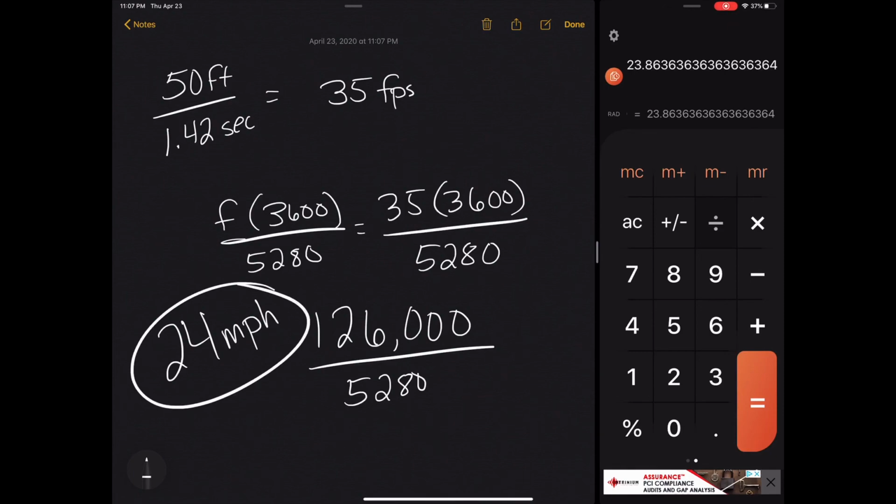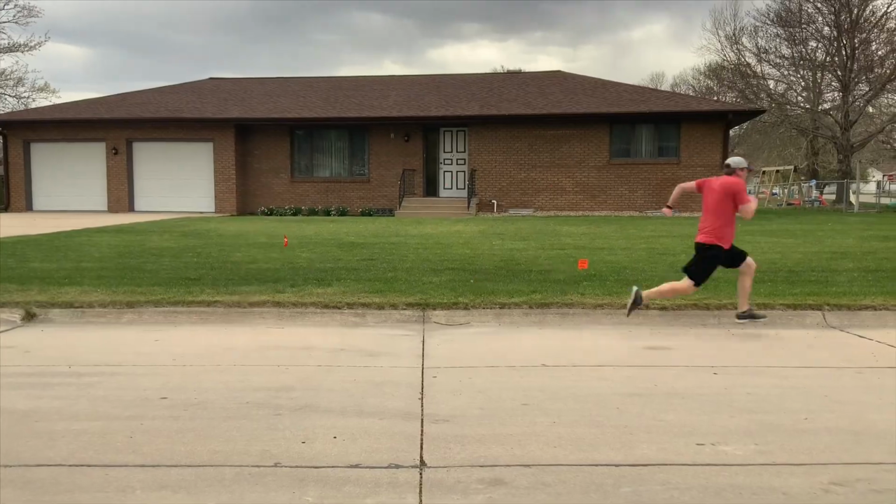And then I'm just going to challenge you right now. Go outside today, get a tape measure out, count off your steps or whatever it may be. Have your little brother or sister time you and just see how fast you can run. See if you can run faster than Mr. Phillips, and see if you can run over 20 miles per hour or something crazy like that.